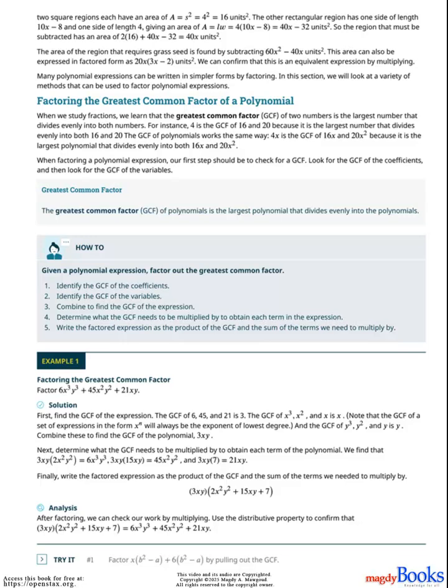So the region that must be subtracted has an area of 2 times (16) plus 40x minus 32 equals 40x units squared. The area of the region that requires grass seed is found by subtracting: 60x squared minus 40x units squared. This area can also be expressed in factored form as 20x(3x minus 2) units squared. We can confirm that this is an equivalent expression by multiplying.